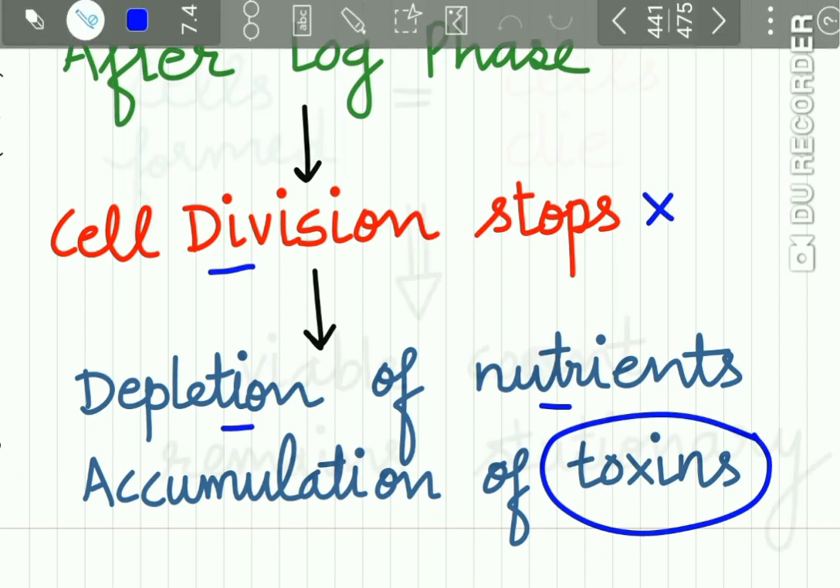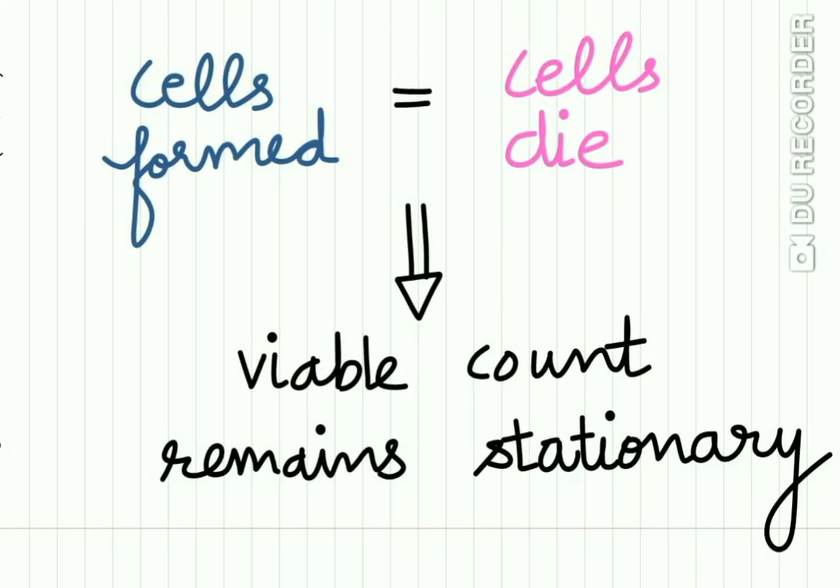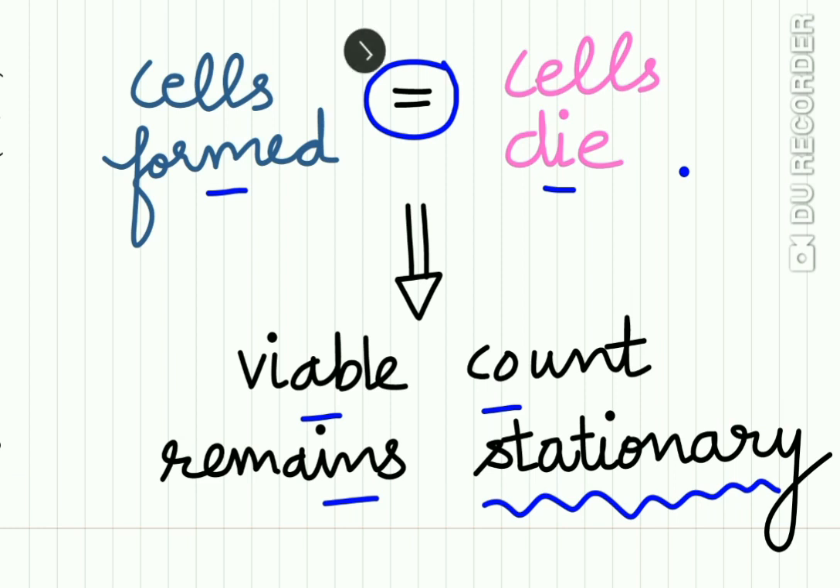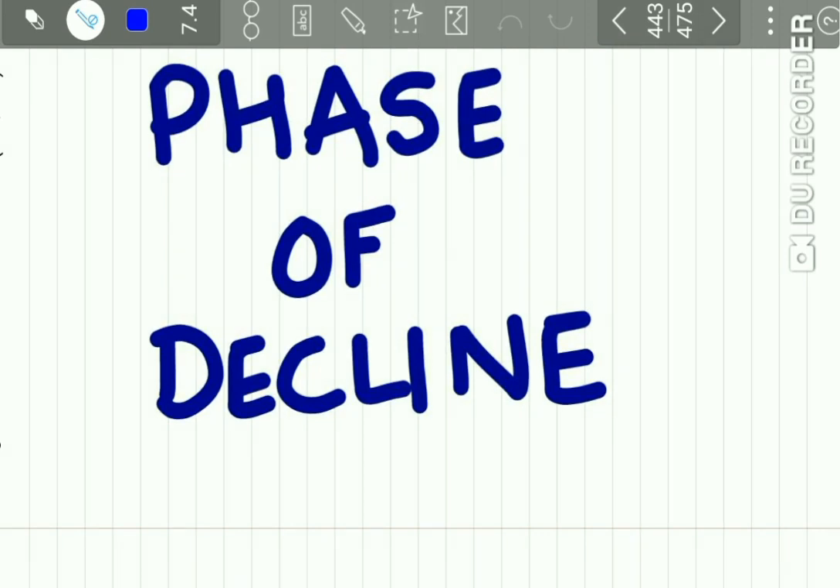Now, in the stationary phase, the number of cells which are formed are equal to the number of cells which die. So, the viable count remains stationary. So, it is called the stationary phase. Also, in the stationary phase, there exists an equilibrium between the dying cells and the newly formed cells.